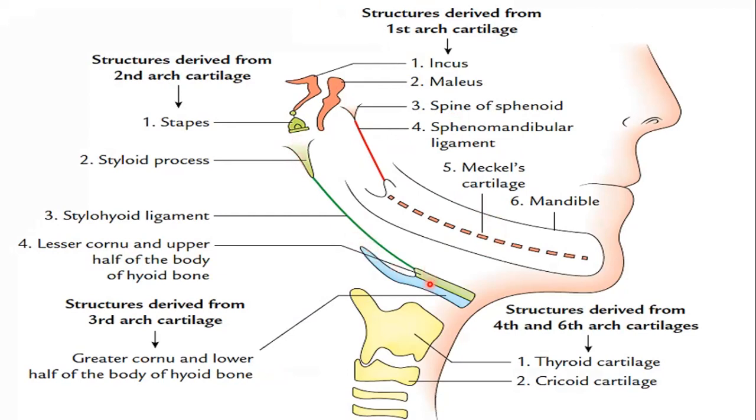Then from the Reichert's cartilage, the dorsal part will form stapes, styloid process. From the ventral part, we will form the superior half of hyoid bone, the body of hyoid bone, and the lesser horn of hyoid bone. Then the part in between will regress, but the perichondrium will persist to form your stylohyoid ligament.